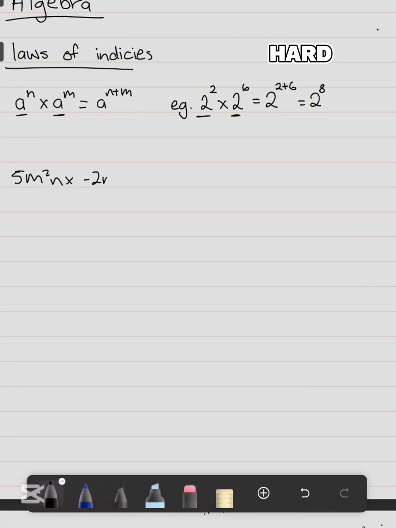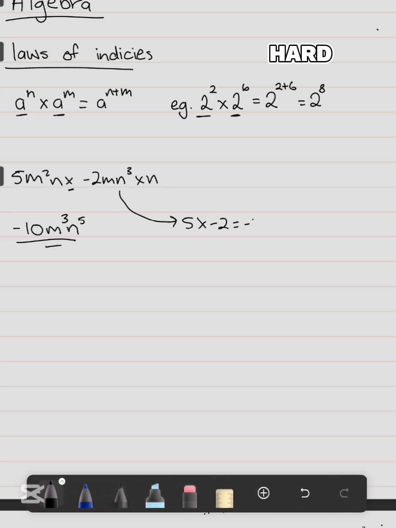Here's another example. 5m squared n times minus 2mn to the power of 3 times n. And we see a multiply sign, so we can use our indice rule. Let's first multiply our coefficients. 5 times minus 2 times 1, which is just negative 10. We multiply all of our m's, m squared times m to the power of 1, which is m to the power of 3. And then we multiply our n's, which is 1 plus 3 plus 1, which is n to the power of 5. But let's break it down once again.